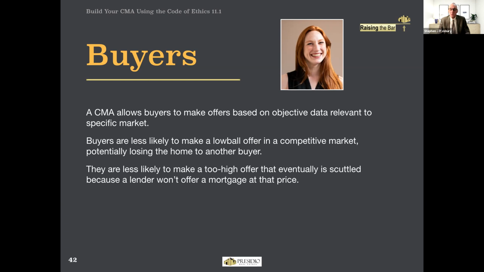They're also less likely to make a too high offer that eventually is scuttled because a lender won't offer a mortgage on that price.